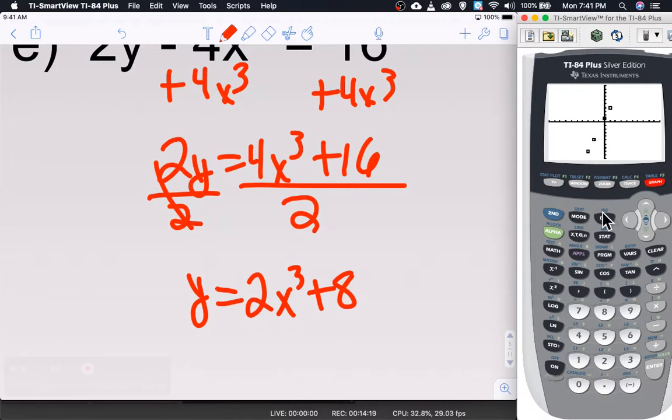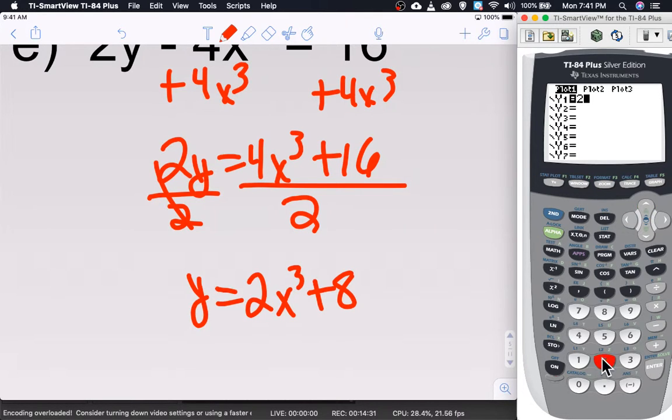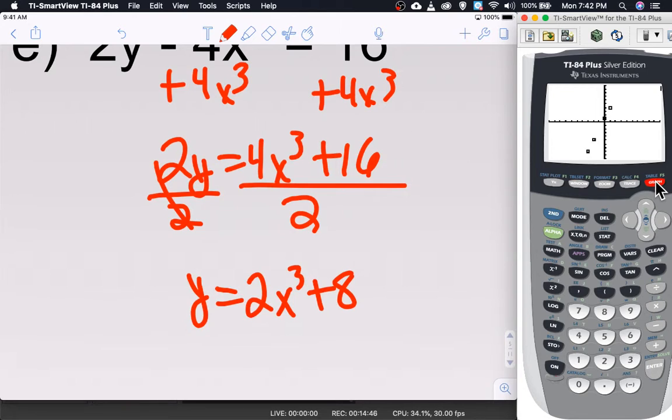I'll do graphing calculator first, and then I'll do Desmos. So y equals, it already has y equals there for us. So y equals 2, this is our variable button, 2x to the third power, that's caret 3, get out of the exponent, plus 8. And I bet you right now if we hit graph, it's going to show us those points still.